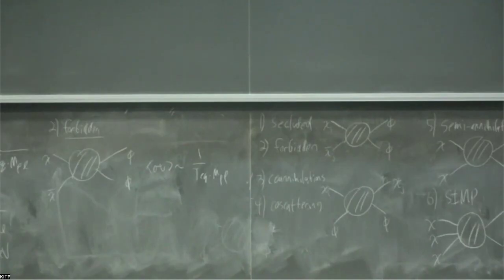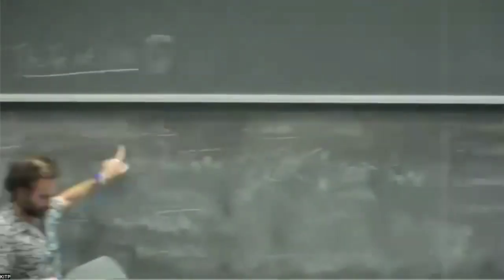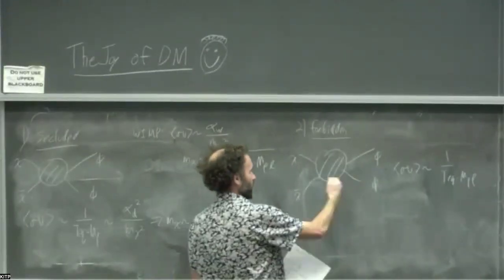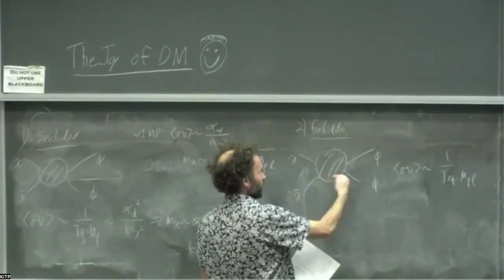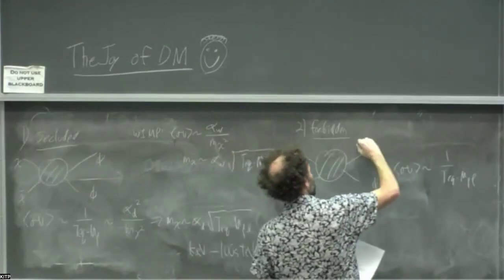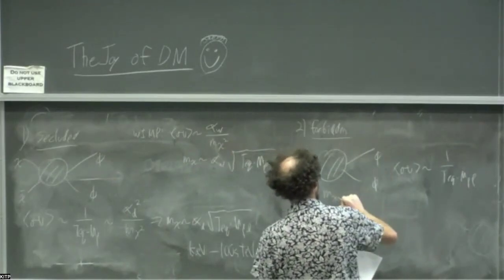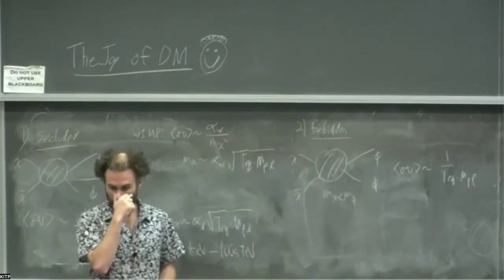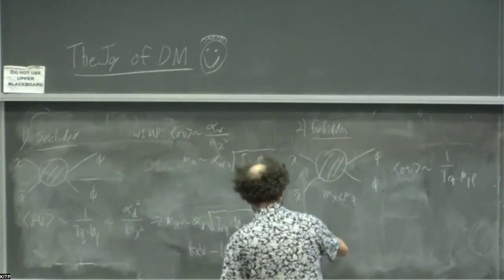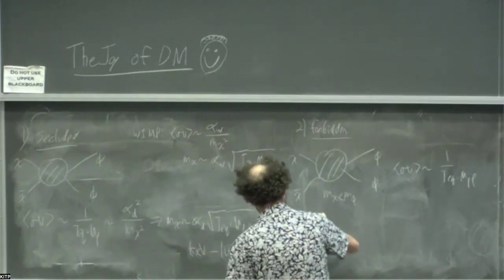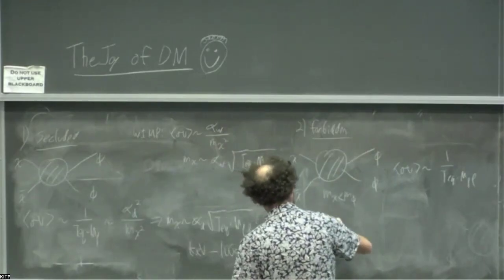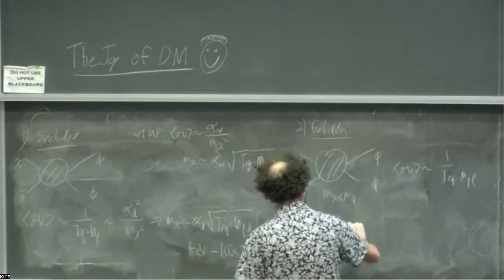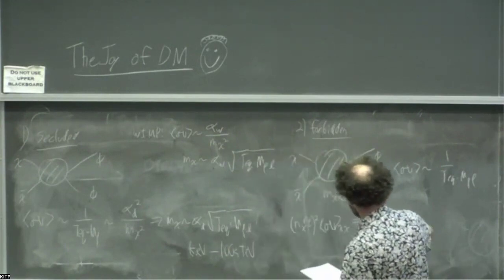So now you have to be careful about the thermal average, but a trick is you can use detailed balance and then write this cross-section in terms of the reverse. Here, the reverse process is allowed with the phi at rest. So detailed balance here tells me the following.